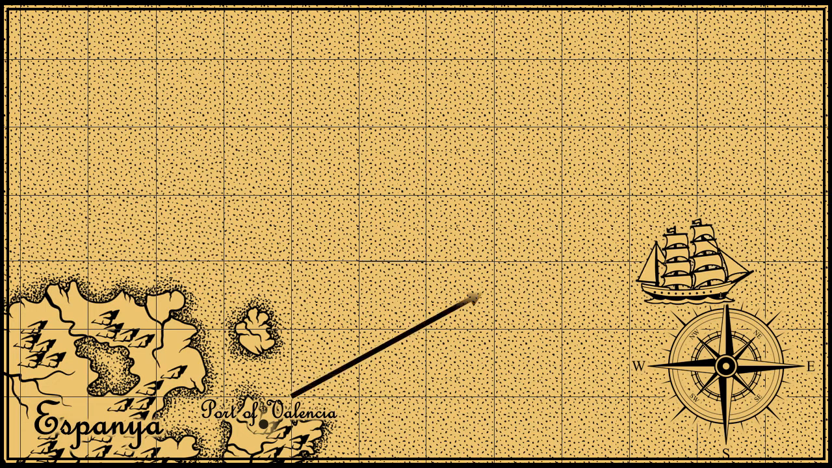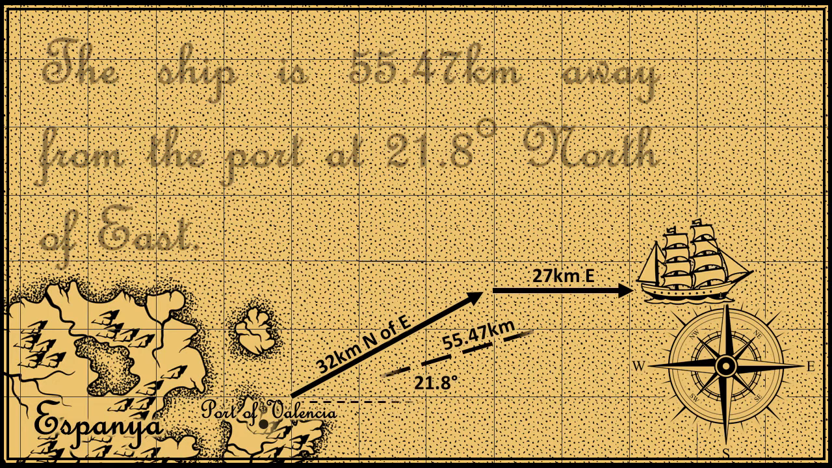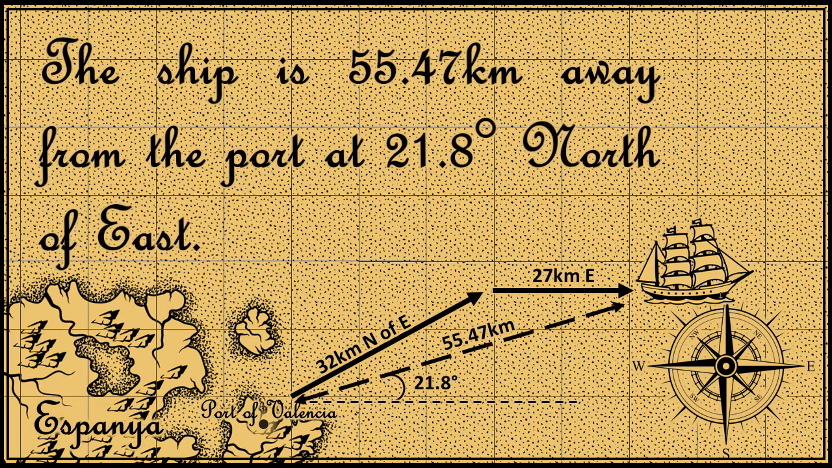Now, we can tell the captain of the galleon that the ship is 55.47 kilometers away from the port at a direction of 21.8 degrees north of east.